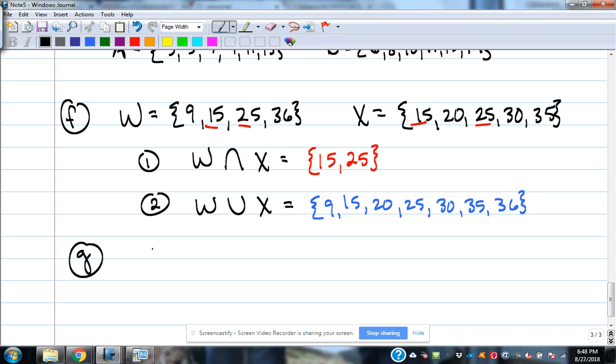Do a short one here. Set G, 1, 3, 5. Set H, 2, 4, 6.